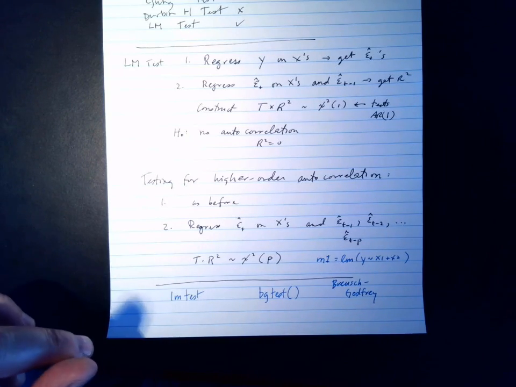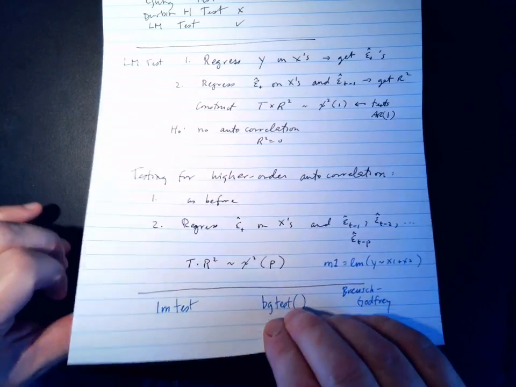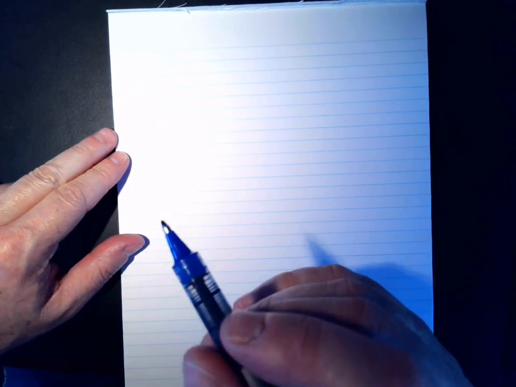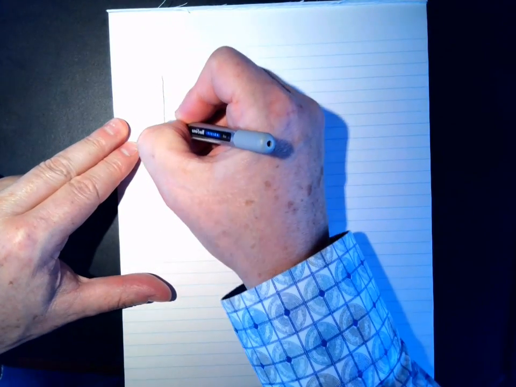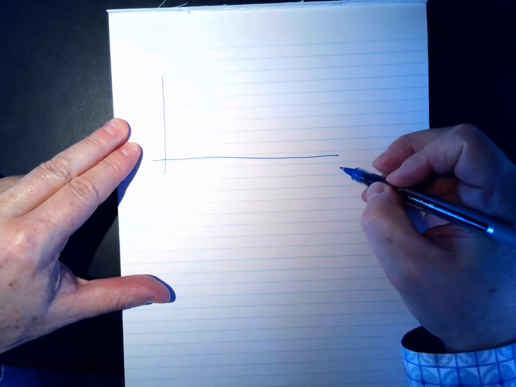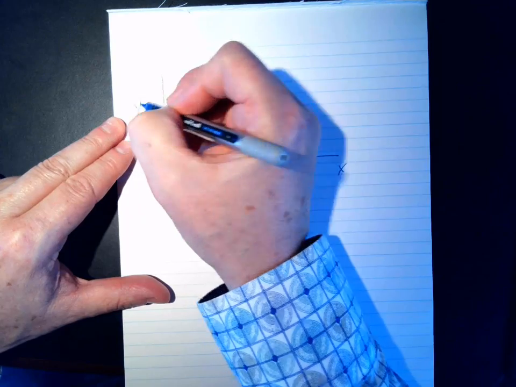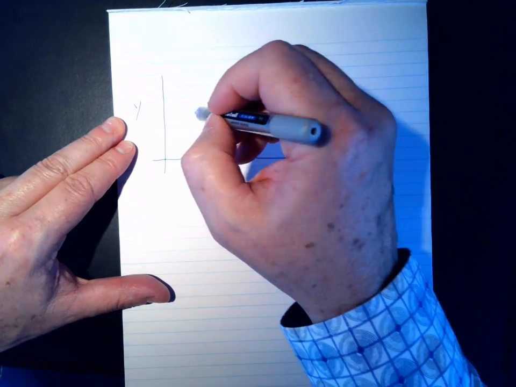But in the assignment, and I guess I will have to go on to another page here, I'm going to give you a hint for the assignment. Because sometimes what looks like autocorrelation is actually model misspecification. All right, so let's say that we've got data that looks like this.